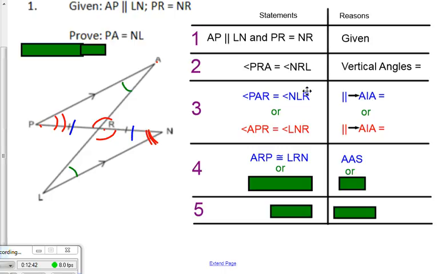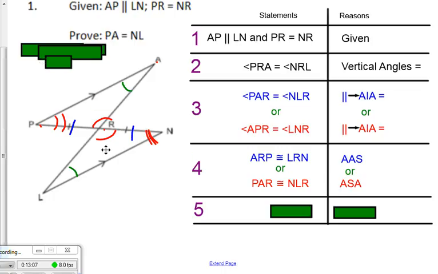Or let's say we didn't do the blue one up here, we did the red one. So this angle, this side, and this angle. Same thing. I wrote these in different order, but they still mean the exact same triangles. PAR, this triangle on top, is congruent to NLR, this triangle on bottom. Why? Because of angle, side, angle. This angle, side, and angle are congruent to this angle, this side, and this angle. So in either case, these two triangles are the exact same triangle.